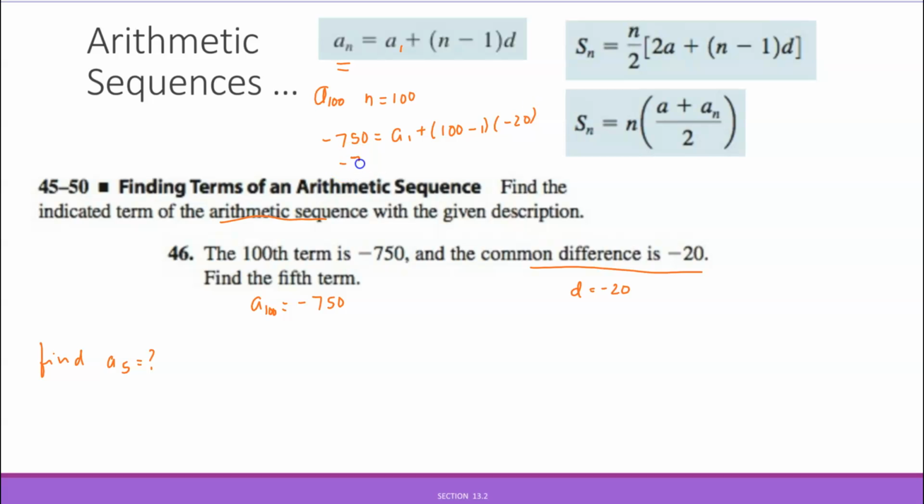Okay, so let's kind of clean this up a bit. Negative 750 equals A1. Let's see, 100 minus 1 would give us 99. 99 times negative 20 would give us a negative 1,980. If I add that over, we'll take negative 750, we'll add over 1980, and that's going to give us 1230.